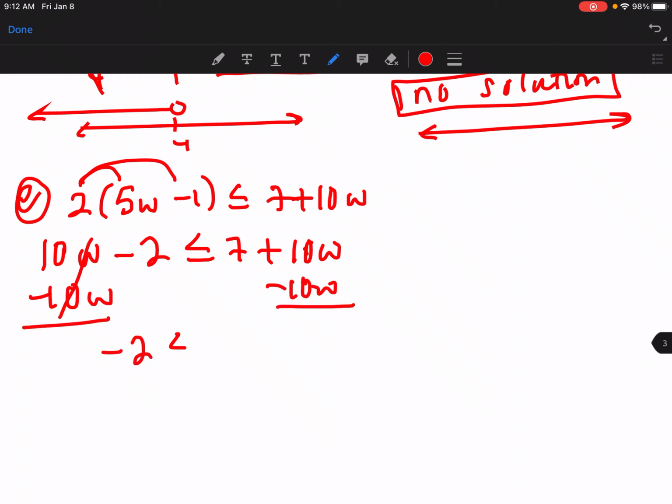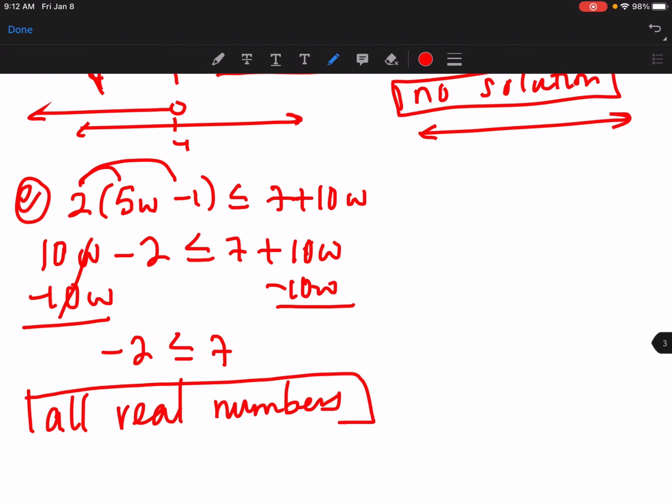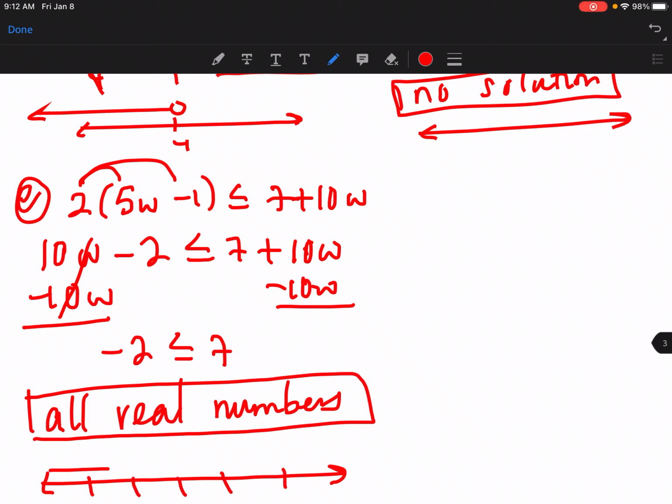Therefore, negative 2 is less than or equal to 7. Now, is negative 2 less than or equal to 7? Yes. And that will always be true. Therefore, this is all real numbers. And if we needed to graph this on my number line, any number that I have here would be everything. So all real numbers for that.